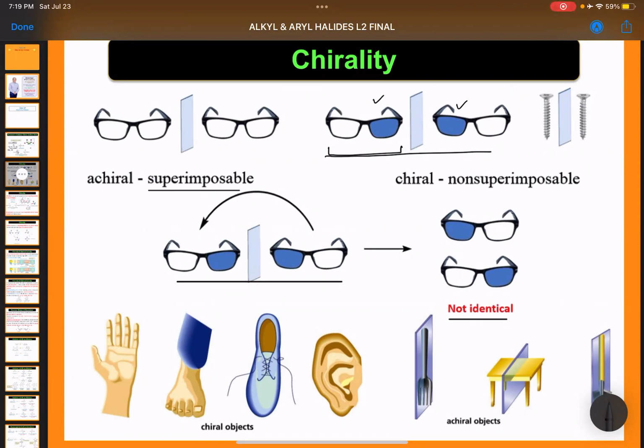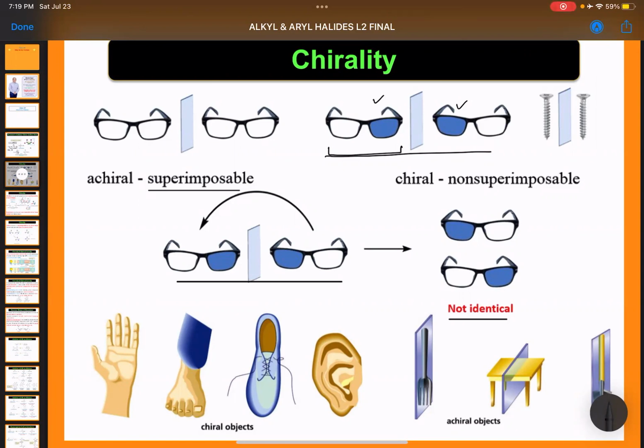Our shoe is chiral. If you take a shoe of the right leg and try to make its mirror image, it will be the shoe which will belong to the left leg. Okay, so it is chiral. So how is a screw chiral? A screw actually has threads, and the threads are not actually horizontal rings. They are going in a slant way. Okay, like this.